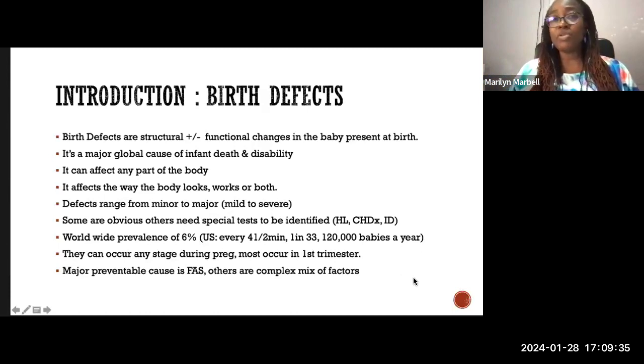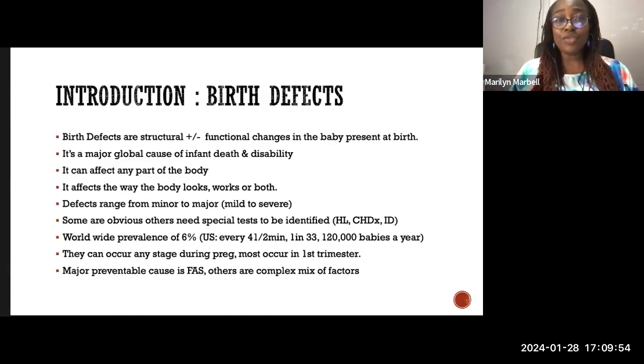The worldwide prevalence is about 6%. So to put it in more practical terms, using US statistics, we know that every 4.5 minutes, a baby is born with some kind of birth defect, be it minor or major or in between.